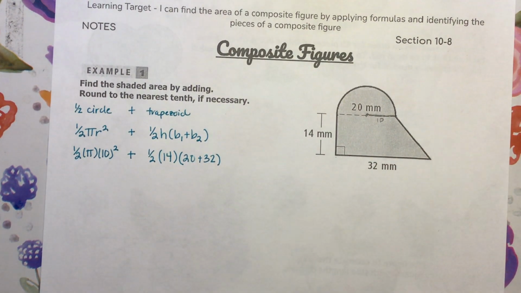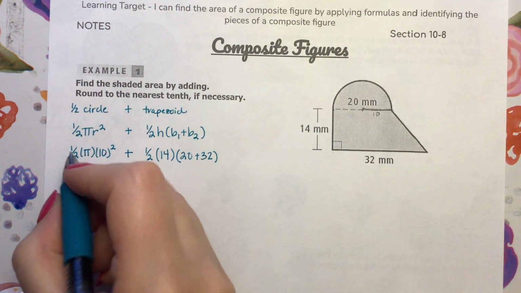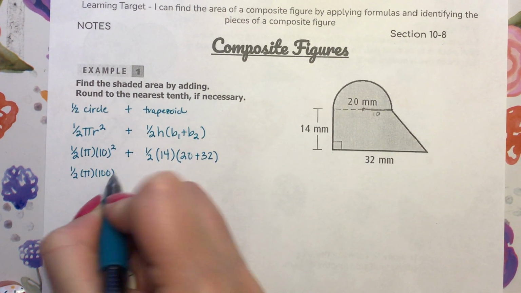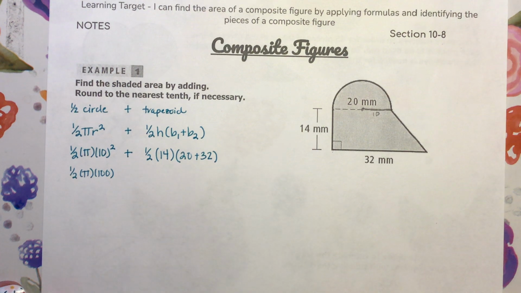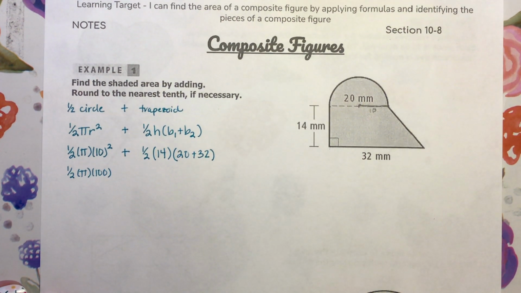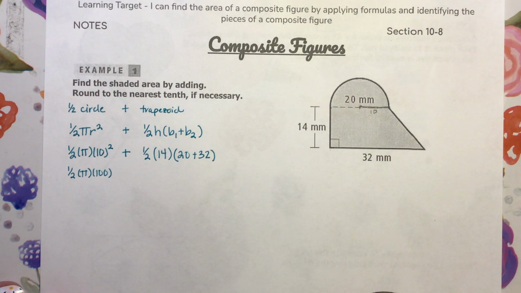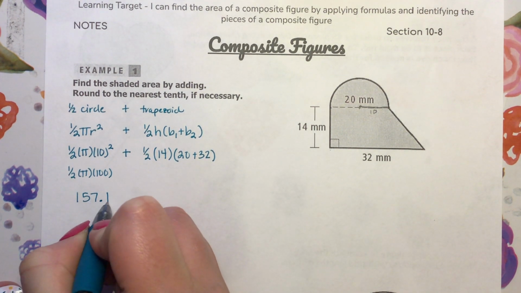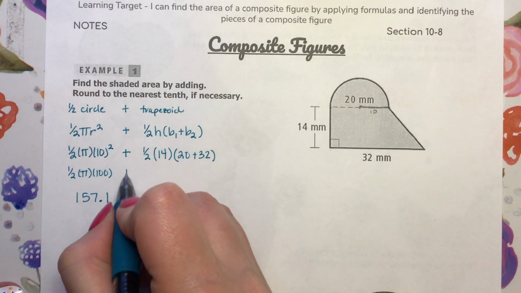And now it's time for us to start finding the areas of each individually and then adding them together. So this one is going to be 1/2 times pi times 100. And when you put that into your calculator, 0.5 times pi times 100, that is getting me 157.1. Okay. So this simplified down to that.